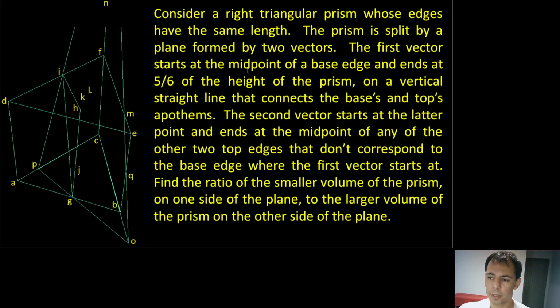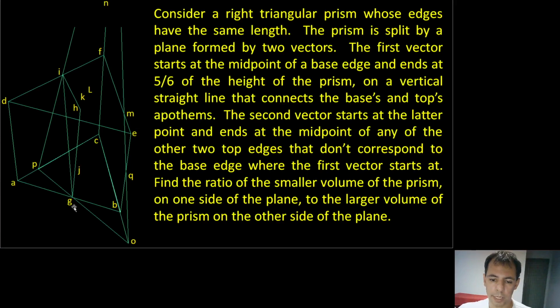The first vector starts at the midpoint of a base edge and ends at 5/6 of the height of the prism on a vertical straight line that connects the bases and tops, apothems, I guess. The second vector starts at the latter point and ends at the midpoint of any of the other top two edges that don't correspond to the base edge where the first vector starts. Find the ratio of the smaller volume of the prism on one side of the plane to the larger volume of the prism on the other side of the plane.